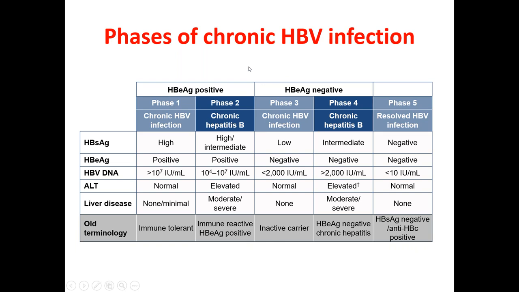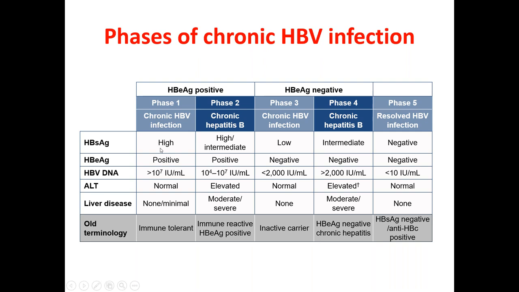This is a recent update about these infection phases. These phases have been divided into five categories as per the recent classification. The first is HBeAg positive and the second is HBeAg negative. The first phase is a chronic HBV infection. It means you have a disease.